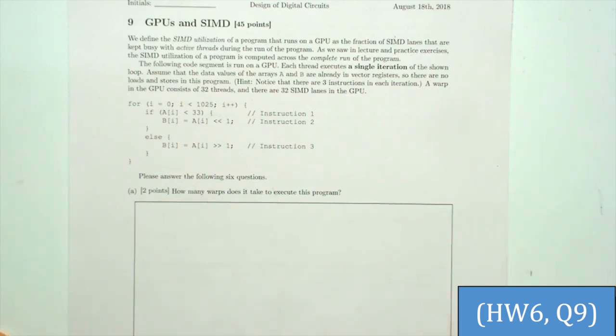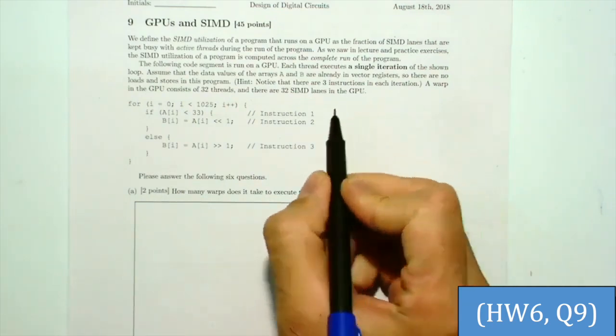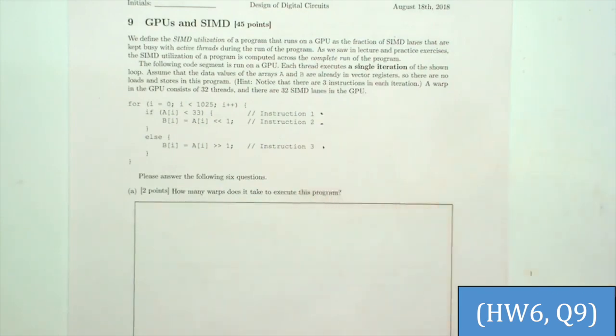Assume that the data values of the arrays A and B are already in vector registers, so there are no loads and stores in this program. Hint, notice that there are 3 instructions in each iteration. They are clearly marked here in the code.